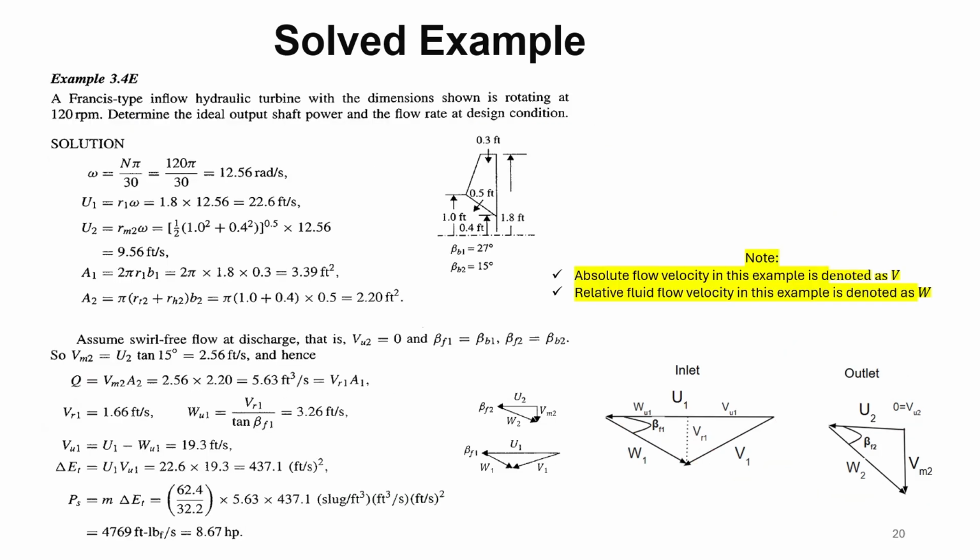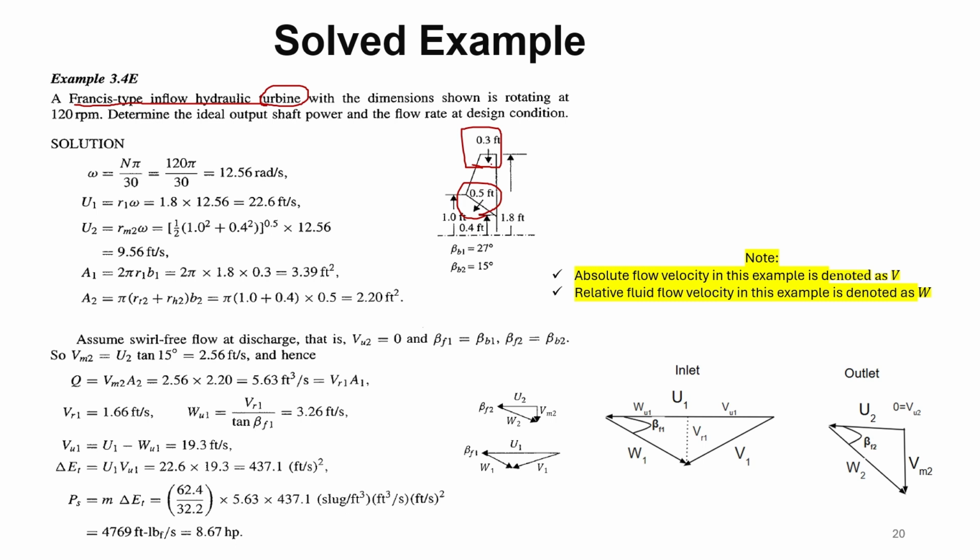This is another example, but this example actually talks about a turbine. It's not talking about a pump. So in this example, we are talking about a turbine, and the direction of flow is reversed. You see here the fluid is entering radially and leaving the turbine in the mixed direction. So that's why now the velocity triangle is different.